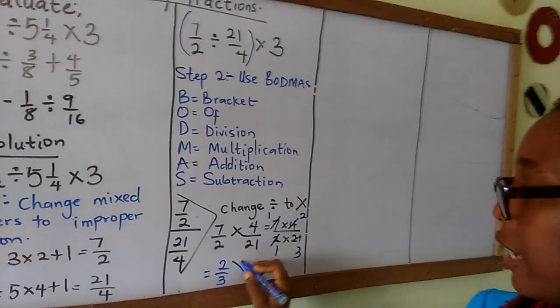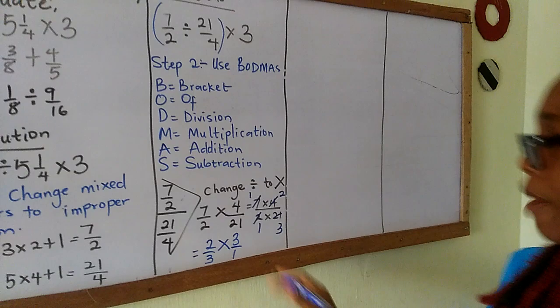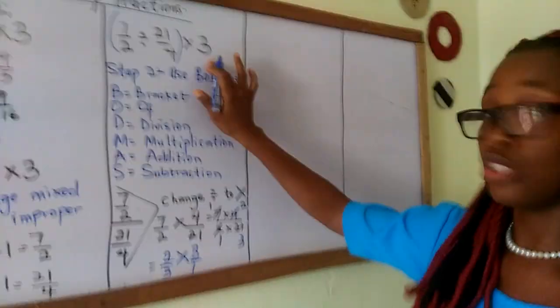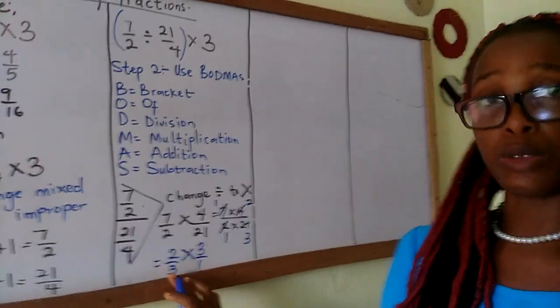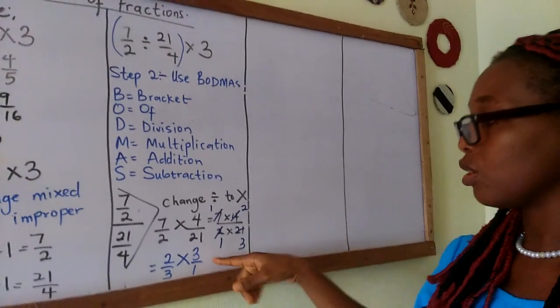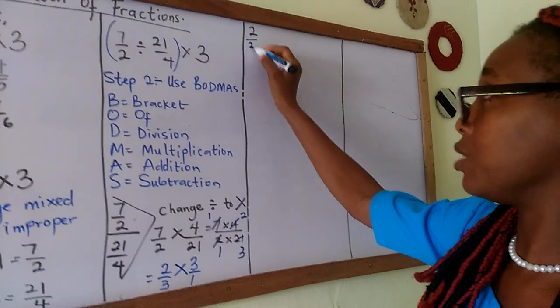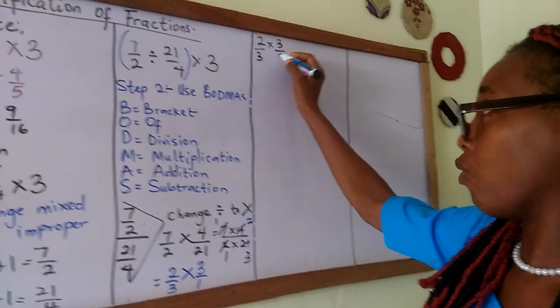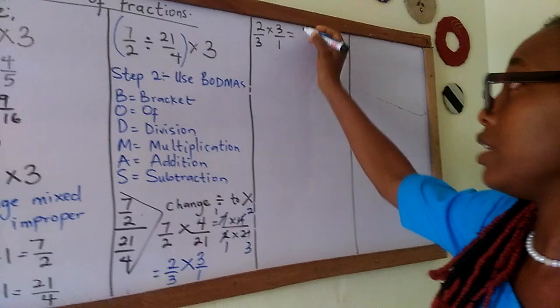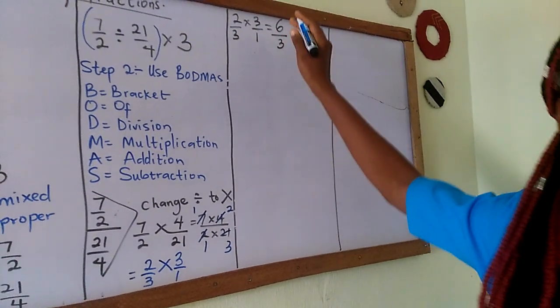Now times this 3, 3 over 1. Why am I putting over 1? This 3 is a whole number, and because we are dealing with a fraction, 2 over 3, we have to make it a fraction too by putting over 1. So going further, we have 2 over 3 times 3 over 1. So 2 times 3 is 6, over 3 times 1 is 3. So this is 6 over 3.